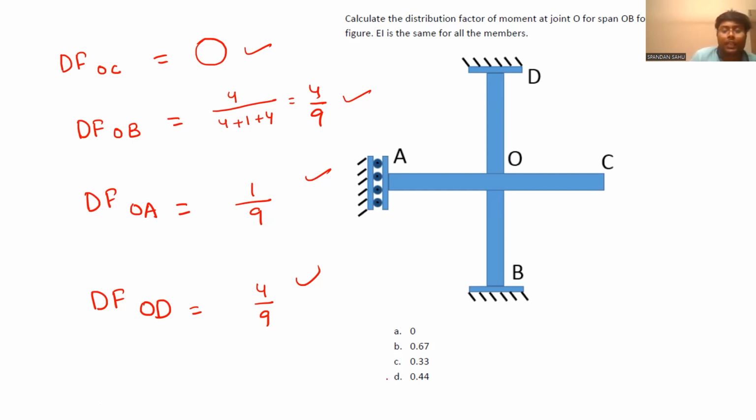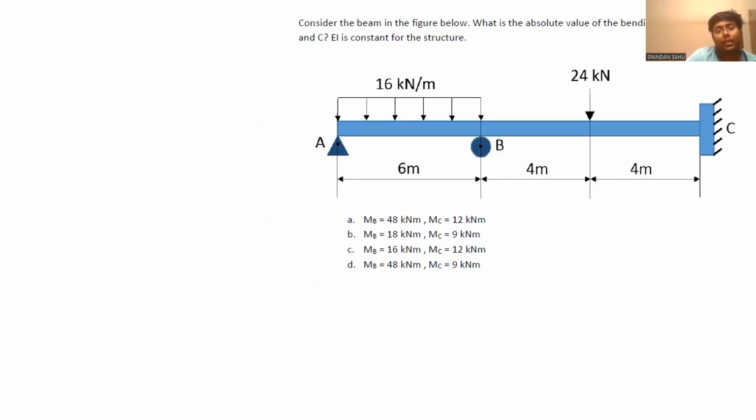So, which option is correct? Option D. For which member is it asking, joint OB? OB and OD are the same anyhow. 4 upon 9. Yes, 0.44.